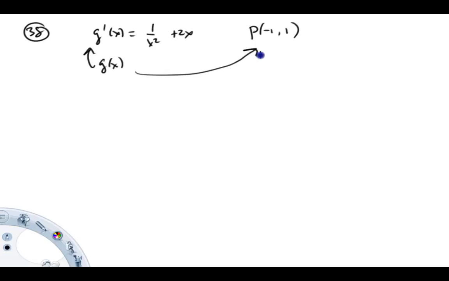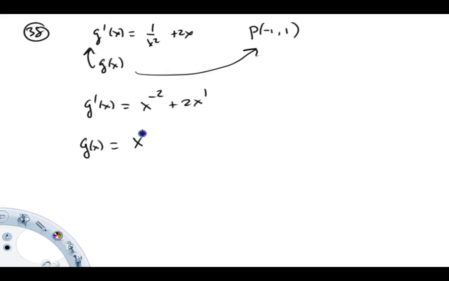So, this 1 over x squared, I'm going to go ahead and write that as x to the minus 2 power for a moment, and then this 2x I'm going to write as x to the first power. So g of x, whatever it is, we think about how differentiation rules work. When you differentiate a function, you bring down the power, subtract 1. So going the other way is called antidifferentiation, where instead of subtracting 1 from the power, we add 1 to the power.